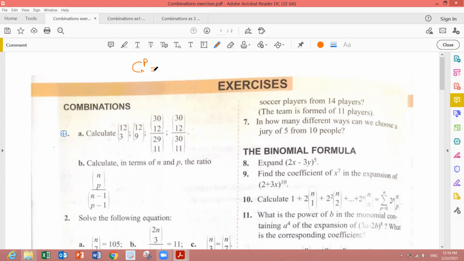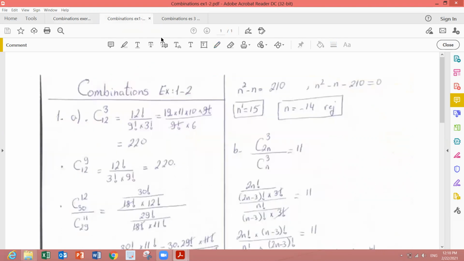CMP, what is the rule of CMP? N factorial over N minus P factorial times P factorial. This is the rule that we are going to use. Or بس رح نعمل solving in order to practice this rule. So exercise 1, part A.